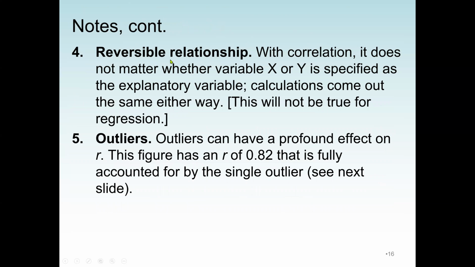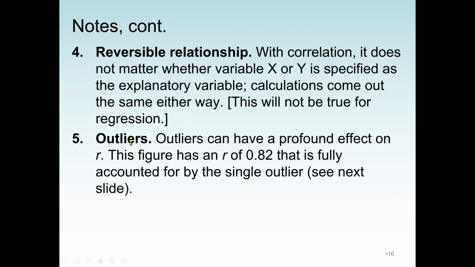And also we have a reversible relationship. With correlation, it does not matter whether the variable X or Y is specified as the explanatory variable. But with regression it is very important, which we'll cover later. So if X is my independent variable and Y is my dependent, I get my R value. Now, if I change it and say Y is my independent and X is my dependent, it doesn't matter. You get the same answer.